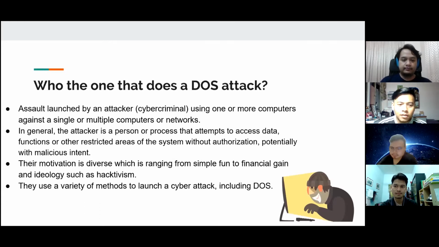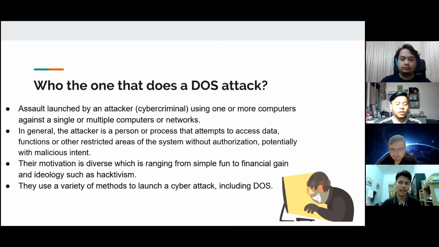Okay, so let's talk about who does DOS attack. They are launched by attackers, whom we can also call cyber criminals. They're using one or more computers against a single or multiple computers or networks. In general, the attacker is a person or process that attempts to access the data, functions, or other restricted areas of the system without authorization, potentially with malicious intent.